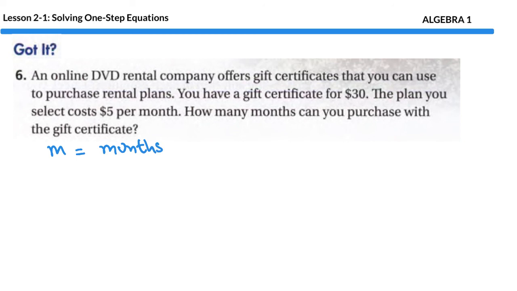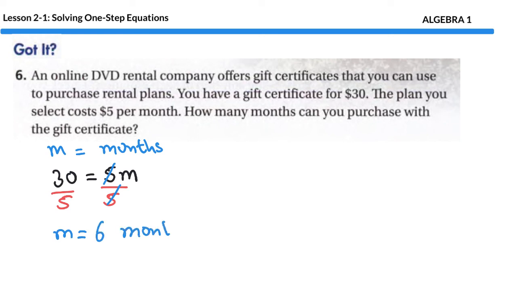And now we have $30 is equal to every month it costs you $5. So 5m. So you need to figure out what is the value of m. How many months can you use this card? Once you have determined the equation, then solving for m becomes easy. How will you remove the 5 that is multiplied with m? You divide by 5 on both sides. So this goes, and m is equal to 30 divided by 5, 6 months. So you can use the gift card for 6 months.